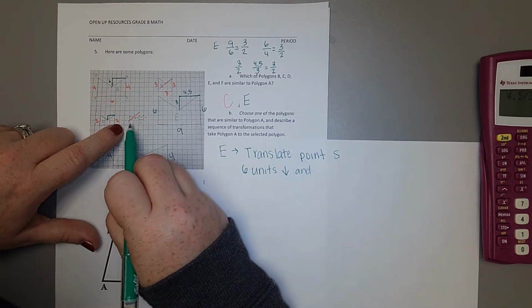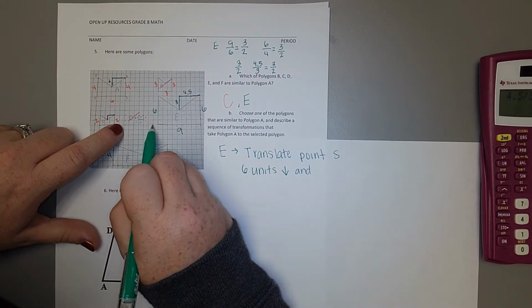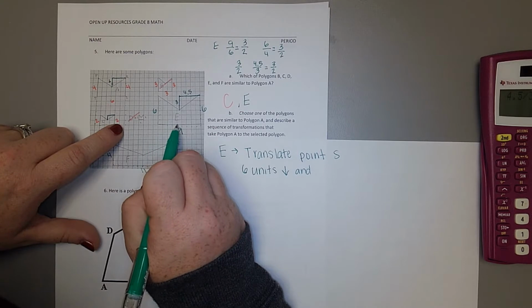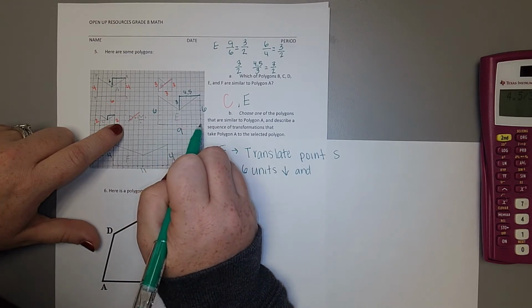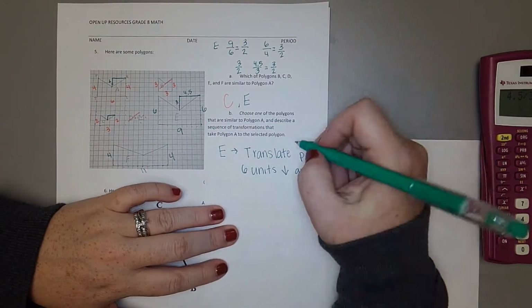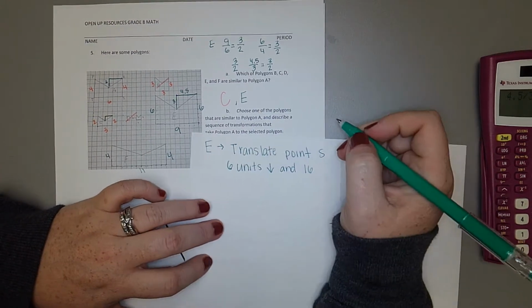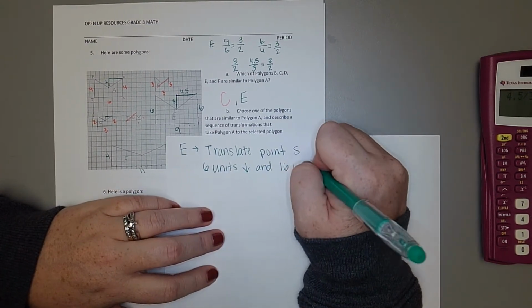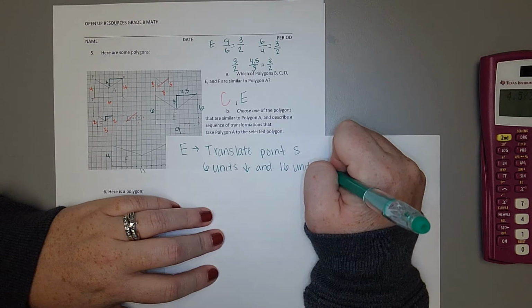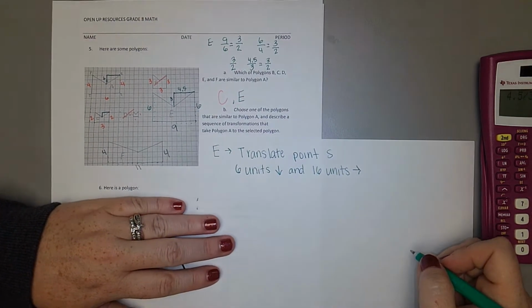And 1, 2, 3, 4, 5, 6, 7, 8, 9, 10, 11, 12, 13, 14, 15, 16 units right. I drew arrows.